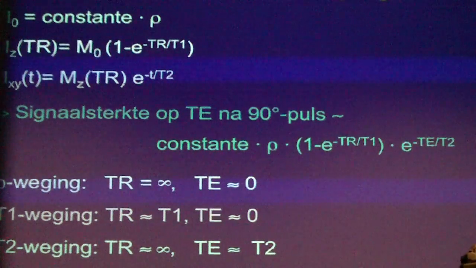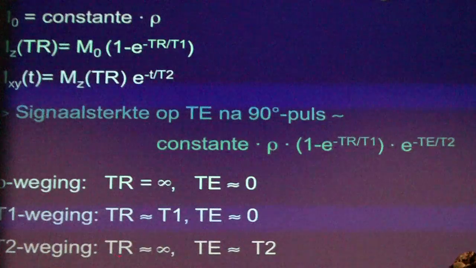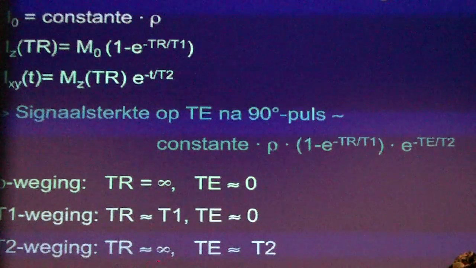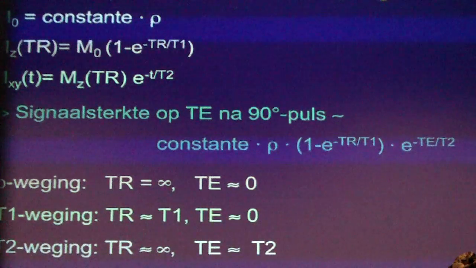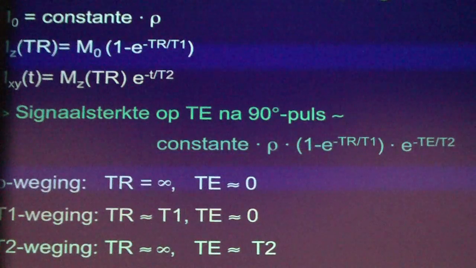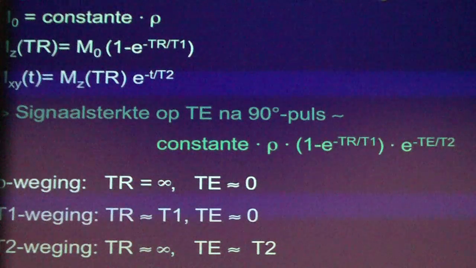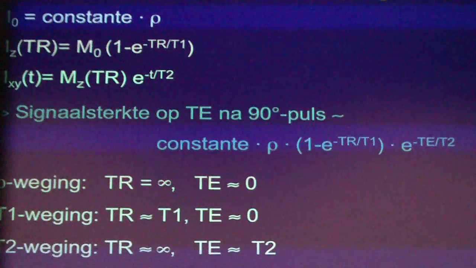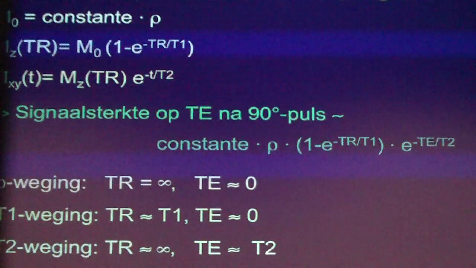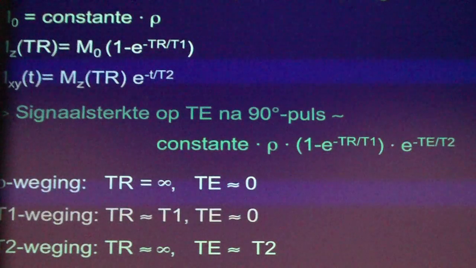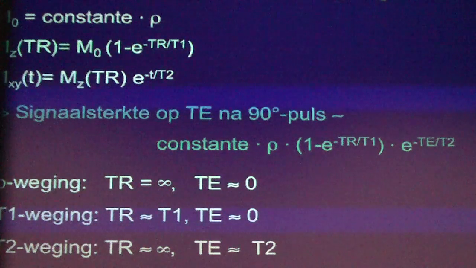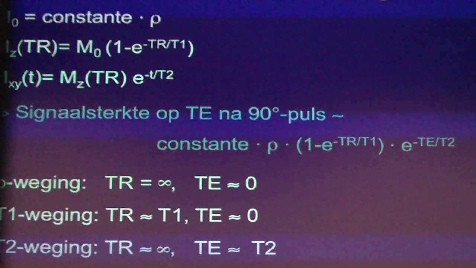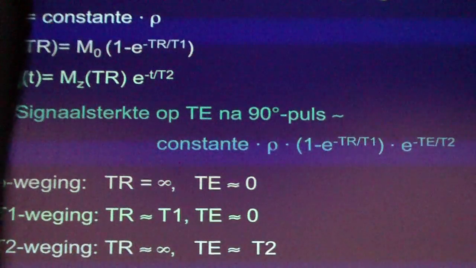If you want to have pure T2 contrast, your repetition time should be long. So in between excitations, you wait until all the magnetization is back to the equilibrium. But your echo time, so you have your 90-degree pulse, and then the question is how much delay do you have until the measurement? And there you want to be in the range of the relaxation time.